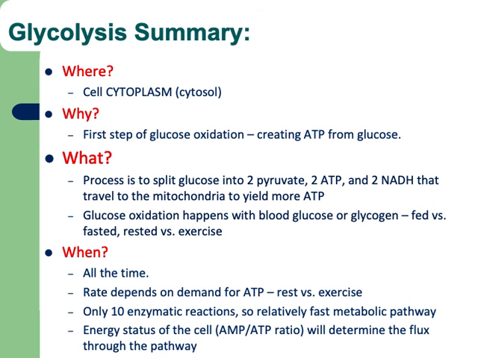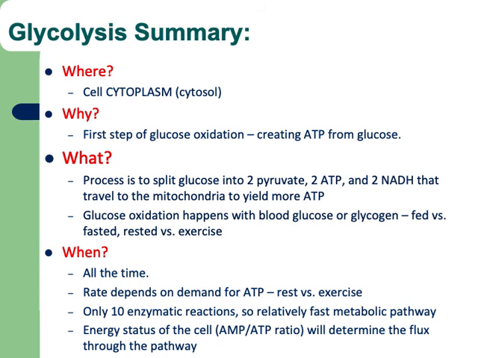In summary, where is glycolysis found? It's in the cytoplasm or the cytosol. Why do we need it? Well, it's the first step of glucose oxidation. It's the first step of breaking down glucose to yield energy. It only has 9 enzymatic steps, and therefore it's very fast. So it creates ATP from glucose. What is involved? Well, it's a process that splits glucose into 2 pyruvate, 2 ATP, and 2 NADH, and the NADH travel to the mitochondria to yield more ATP in the electron transport chain.